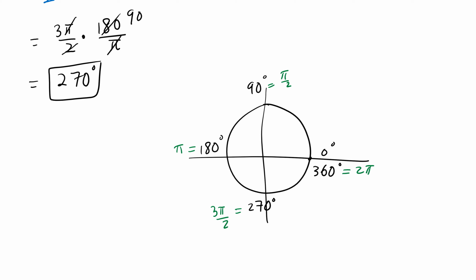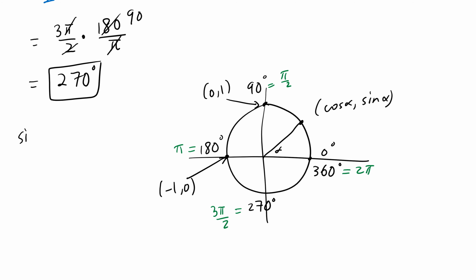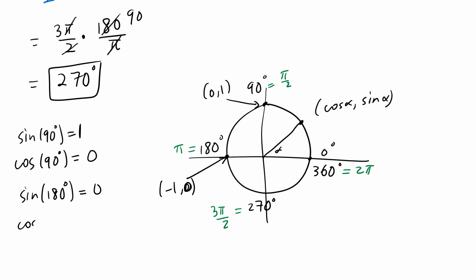Any point we pick on the unit circle always has coordinates cosine alpha, sine alpha. This point here is (0, 1) and this one is (-1, 0). So sine 90 is the y value, which is 1, and cosine 90 is the x value, which is 0. For 180, sine 180 is the y value, which is 0, and the cosine is -1. That's the x value.